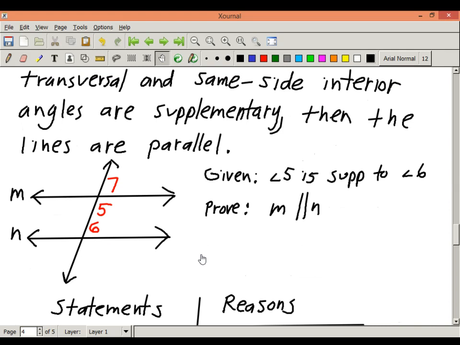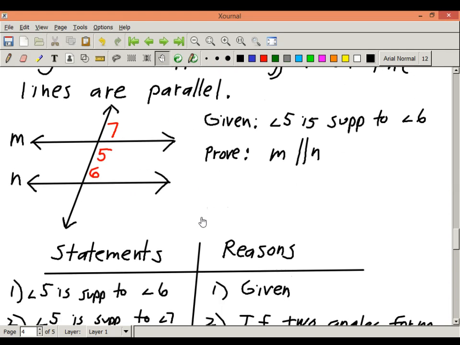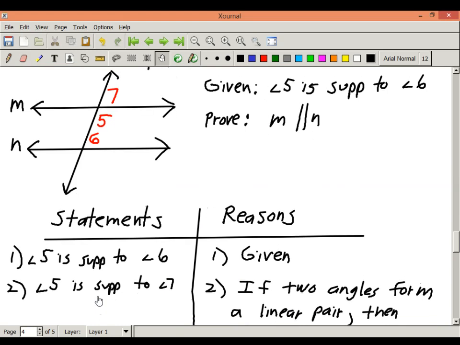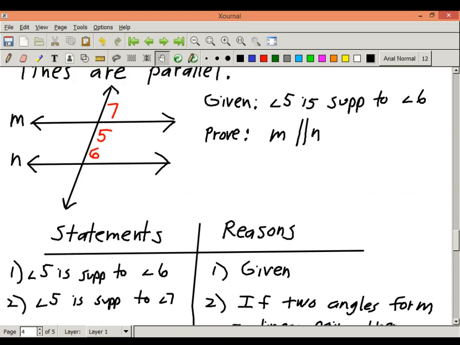What are we trying to prove? We're trying to prove that those two lines are parallel. That's the conclusion of our theorem. Okay, let's do the routine. Statement number 1, angle 5 is supplementary to angle 6. That's given. You can see it there. Statement number 2, angle 5 is supplementary to angle 7. Look at that. That's a linear pair.